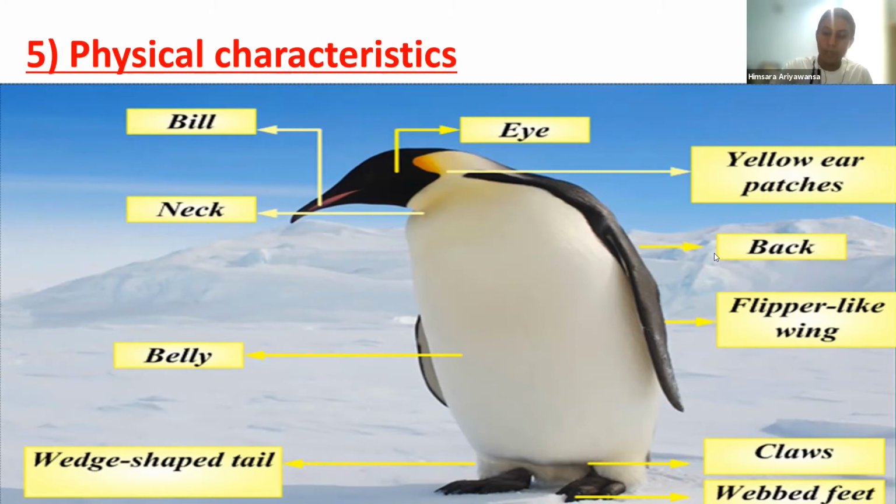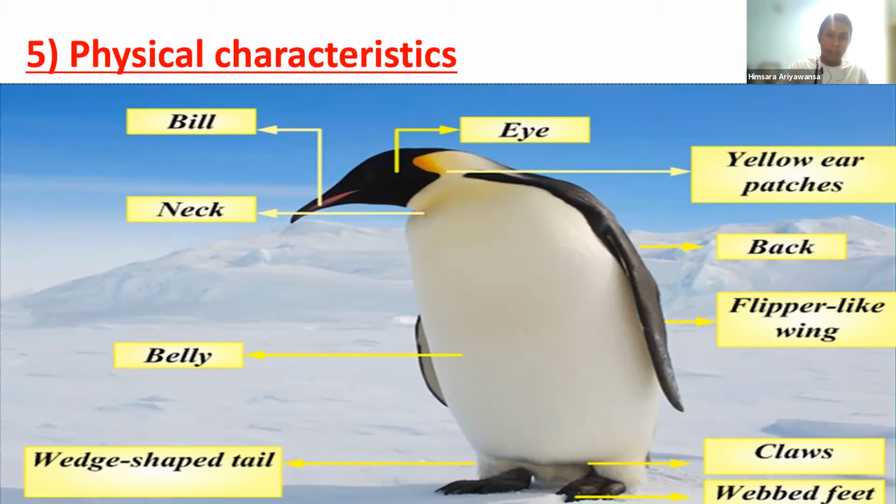Before that, can you see the body shape of the penguin? It's streamlined and fusiform. This streamlined and fusiform body helps them to swim in the water. I'll explain from the eye. As I explained earlier, penguins are semi-aquatic animals, so they can spend some part of their lives in the terrestrial environment as well as in the water. Their eyes are well adapted to see both above and below the water.